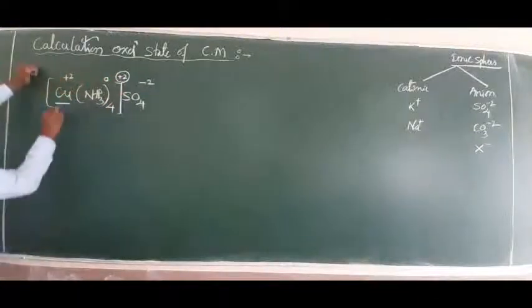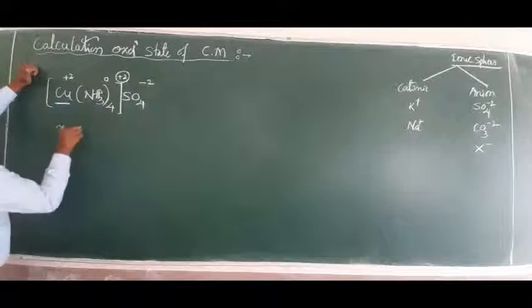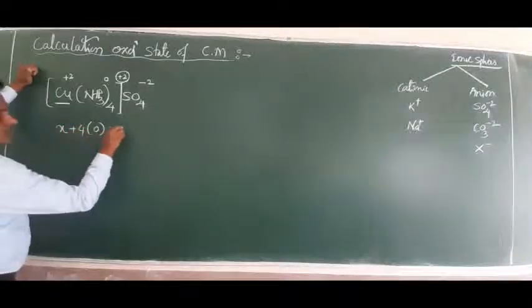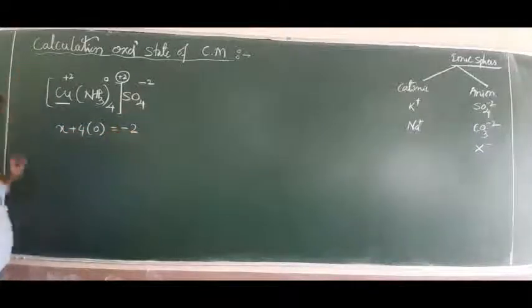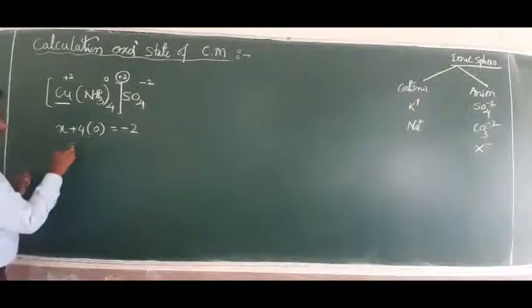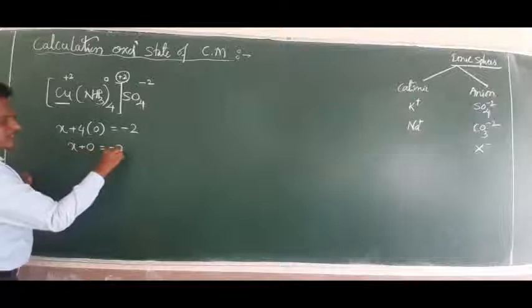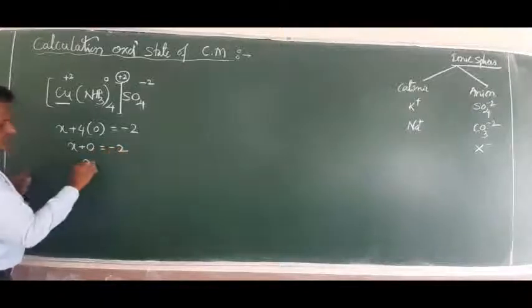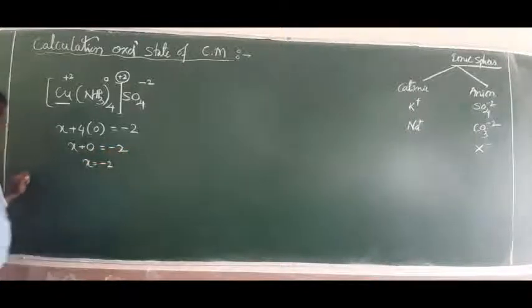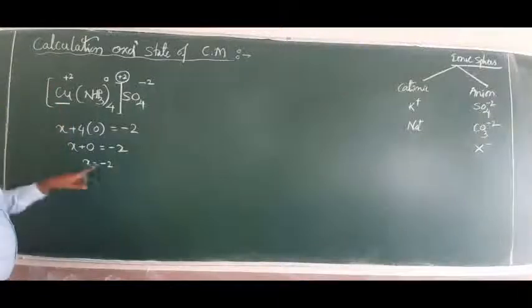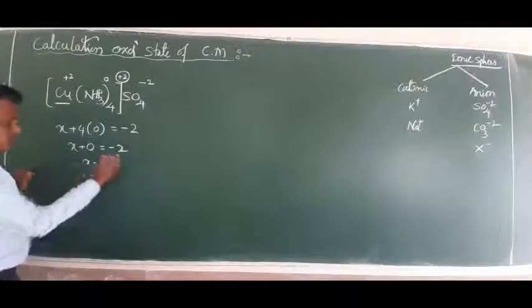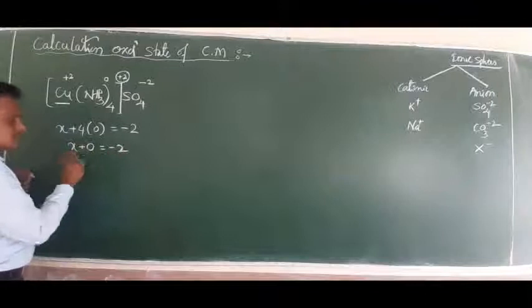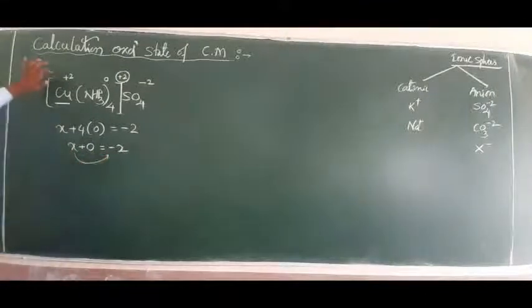How to know? Copper is X, ammonia is 4 into 0, which is 0, and sulfate is -2. So X plus 0 is equal to +2, which means X is +2. The net charge of the complex is copper +2. Very simply, you can calculate it.